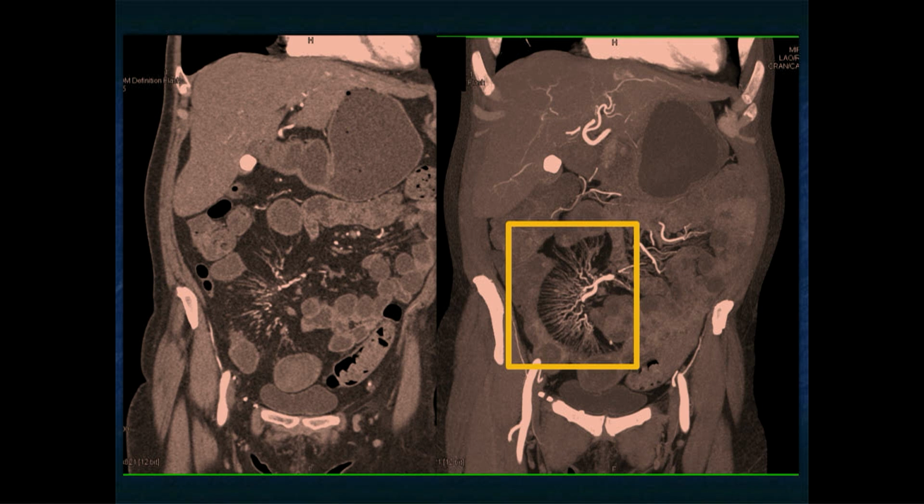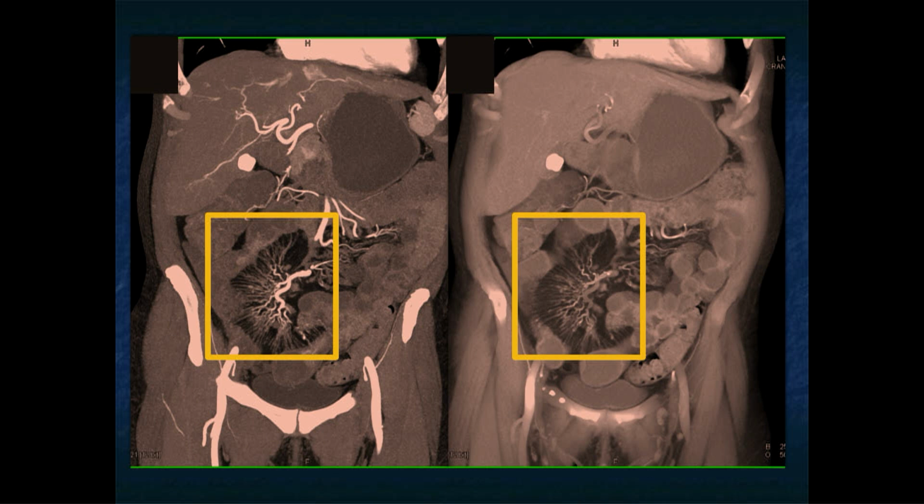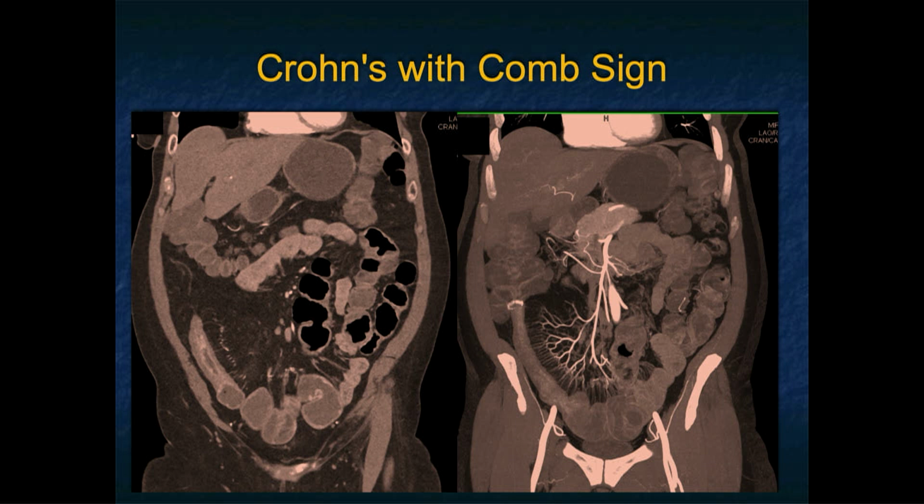Now, the question about the vasa recta, does that mean the patient has active disease? Not necessarily, but in my experience, when patients have very prominent vasa recta like this and thickened bowel, it typically is active disease. One of the things people also will call that is the comb sign.